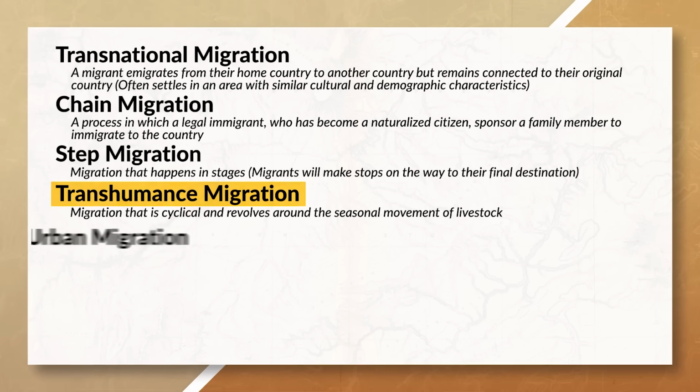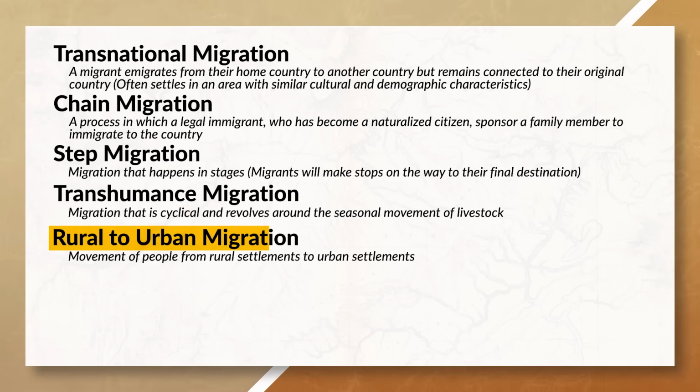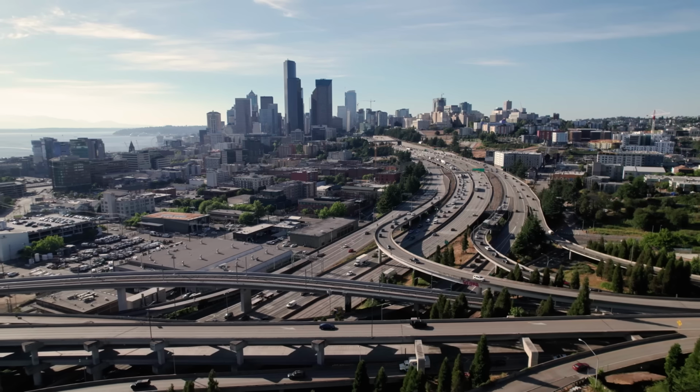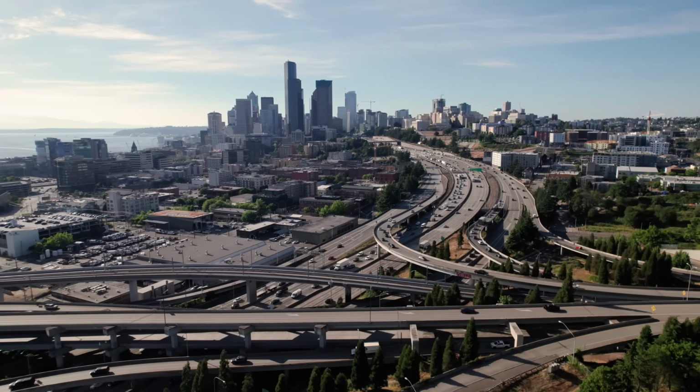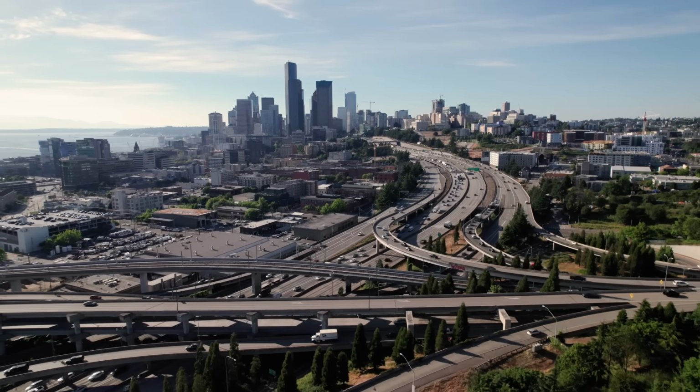Then there is rural to urban migration, which is the movement of people from rural areas to urban areas. This most often occurs because people are seeking more economic opportunities in the larger urban areas.